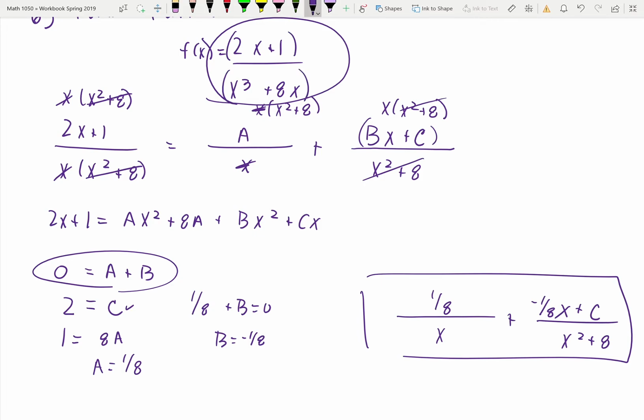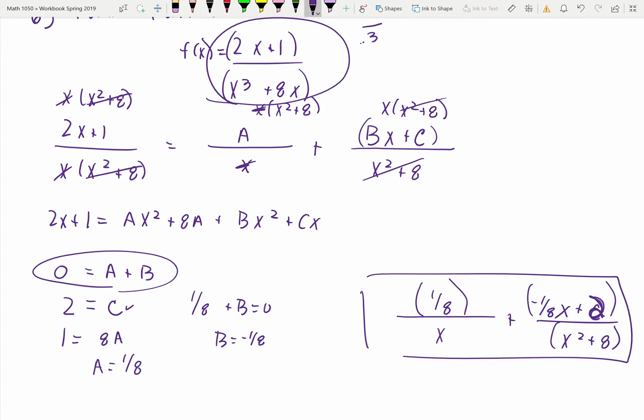So go parenthesis, 2 x enter plus 1, close it, divided by parenthesis, x enter, raise it to the third, plus 8 x enter, close it, enter, and I get 0.3 repeating. So if I get 0.3 repeating down here, then I know I'm right. Oh, see that plus c? That should say plus 2 right here in my answer. Sorry about that. Okay, so add parentheses here, here, and here, and see if you get 0.3.